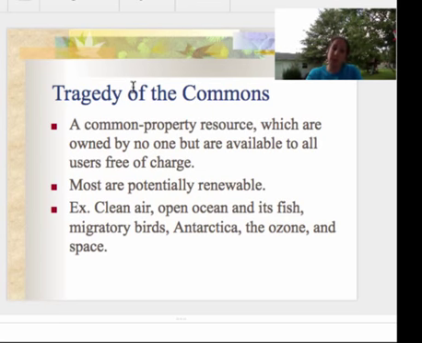We talked about tragedy of the commons a bit. Tragedy of the commons plays a key component in the terrestrial ecosystem as well, but it's just that common property or that resource. And most are potentially renewable, but we look at clean air, open ocean, its fish, and how much are we taking away.